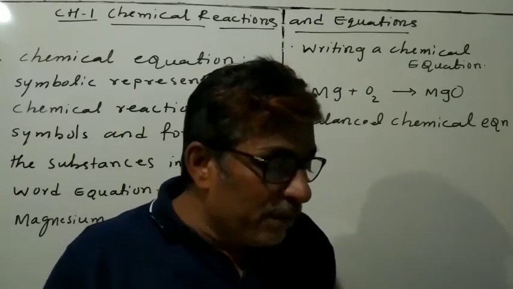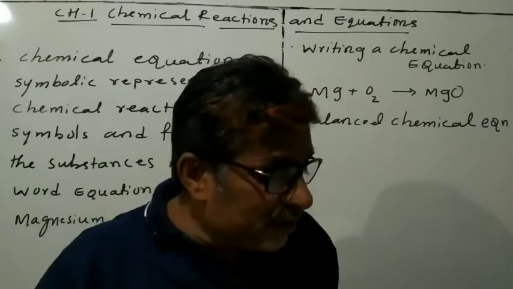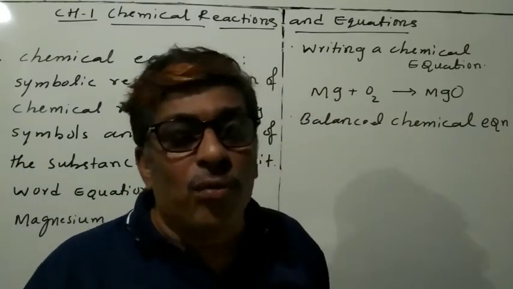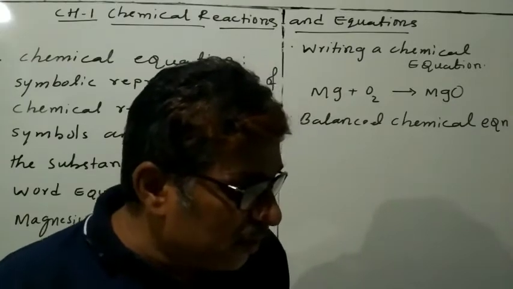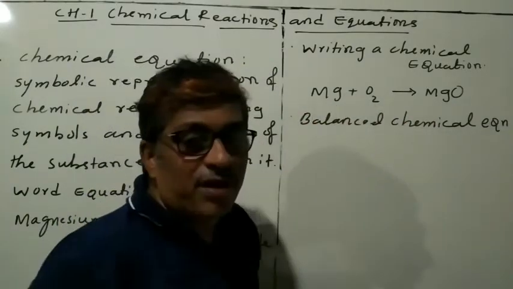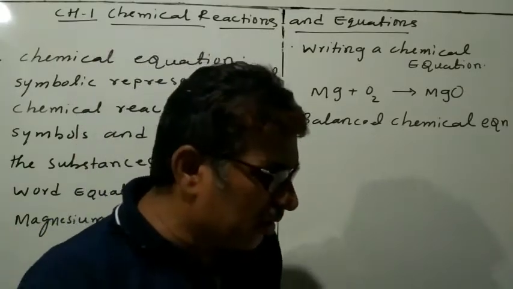But here you have to remember a chemical equation represents a chemical reaction using formulas and symbols. But here you have to see that the chemical equation is balanced. Balancing, that we will learn.